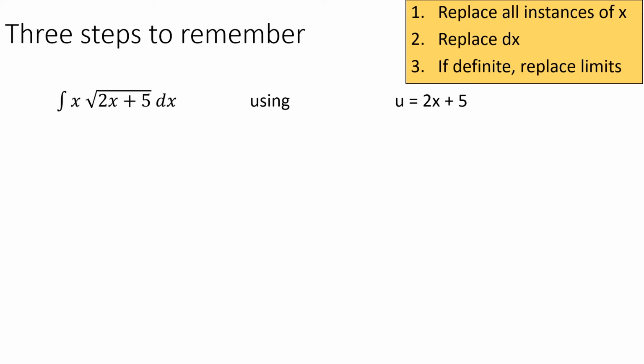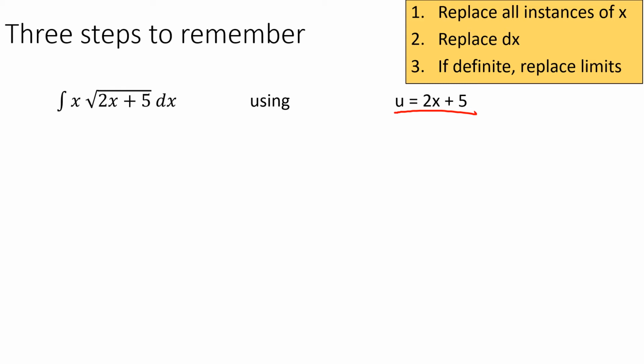Now, normally in an A-level question, they will tell you the substitution to make if they want you to use substitution. So, for example, in this instance, they want us to use u equals 2x plus 5. And there's 3 steps we have to go through. Well, there's 2 steps and then 1 extra step if it's a definite integral. So let's go through those.